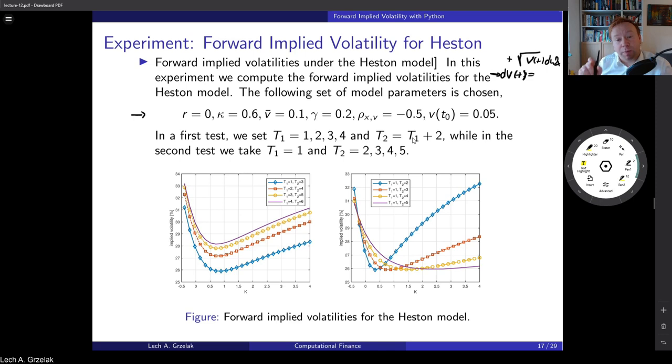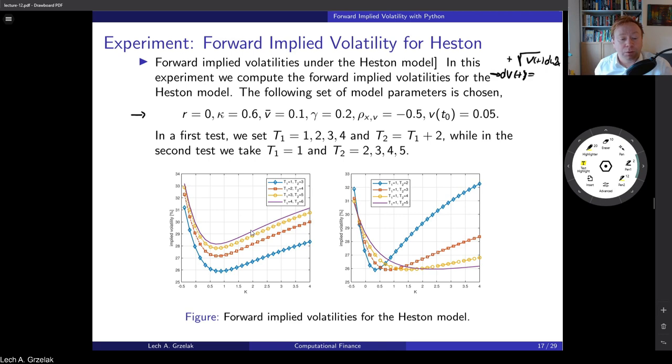So 1, 3, 2, 4, 3, 5, and 4, 6. We basically choose a fixed interval of time, and we see how this would impact the implied volatility shape. So in this first experiment, we can see that the blue line is the first case, 1, 3. So the distance between T1 and T2 is always 2, and we just move in time T1.